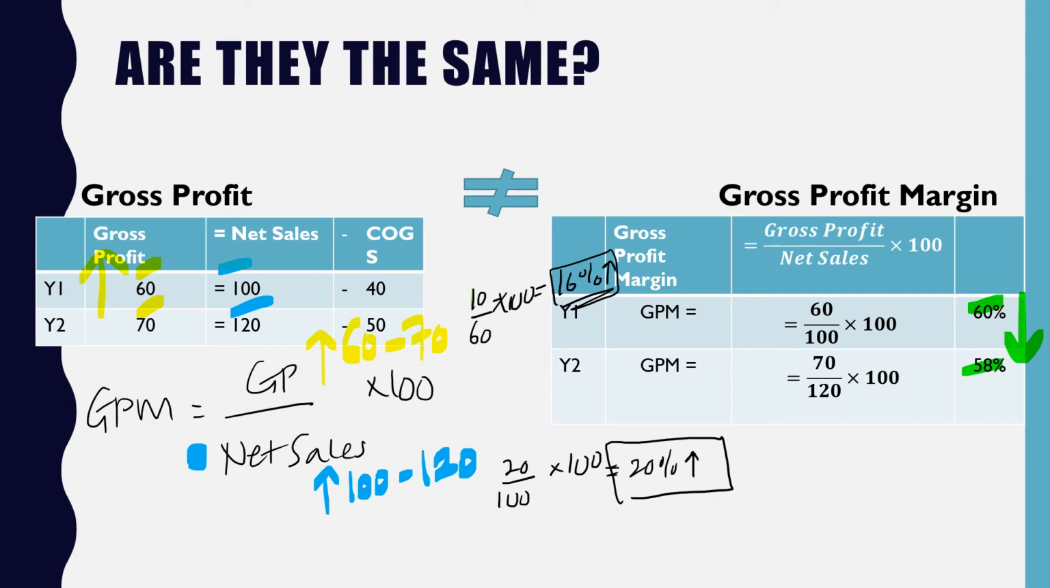So hopefully from this example here and this explanation here, you're able to see that there is a difference between gross profit and gross profit margin. But they do have a connection to one another. But it's important to not automatically assume that the increase in gross profit would lead to the increase in gross profit margin. The key factor here is for us to note that we also need to look at the change in the net sales in order to make that analysis clearer.